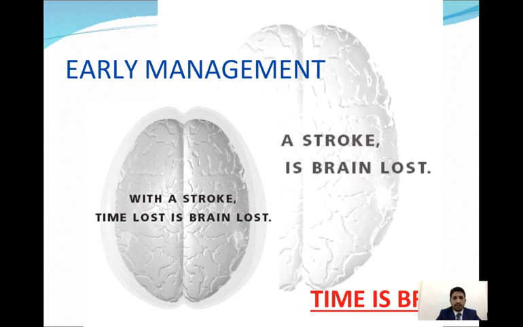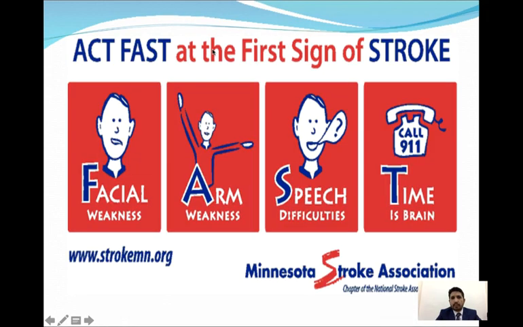So the early management of stroke. As we have discussed, time is brain. As the time goes by, core increases and penumbra decreases, the viable tissue decreases and the dead tissue increases. So we need to act rapidly. Here, act fast. This is a poster for the awareness of the public that if there is facial weakness, arm weakness, difficulties in speech, it is time to call emergency services or present to the emergency department.